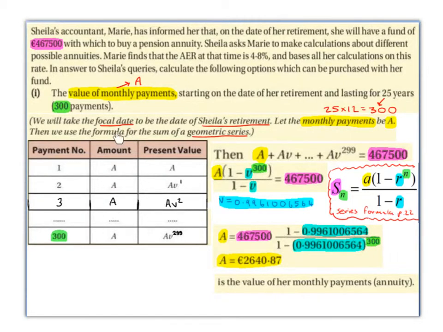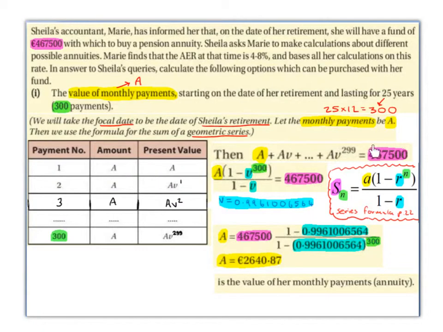The next column is the amount, which we're just going to call A. And the next column is the present value. So we start off with A. Next we have A times V. Remember, V is the common ratio. Then we have AV squared, and so on, down as far as A times V to the power of 299.